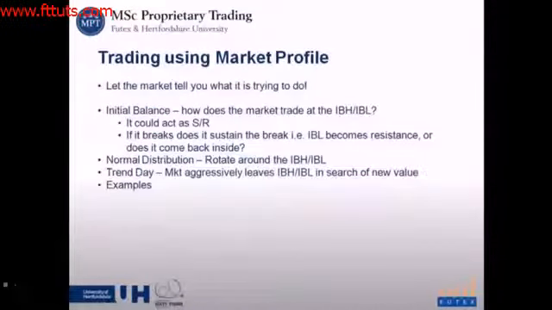Okay, so what you're probably more interested in is how do we actually use market profile to trade? And these are some examples of the types of trades that our traders will be looking to use.